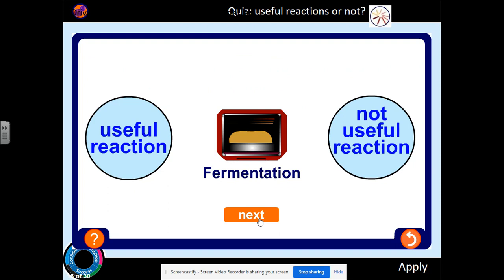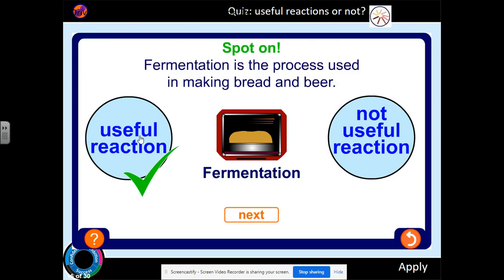Fermentation. Is fermentation important or not? Think about baking your bread. Is it useful? Let's go for fermentation is useful. That's right, you got it. Fermentation is a process used in making bread or beer.